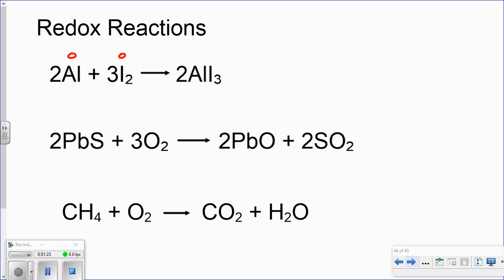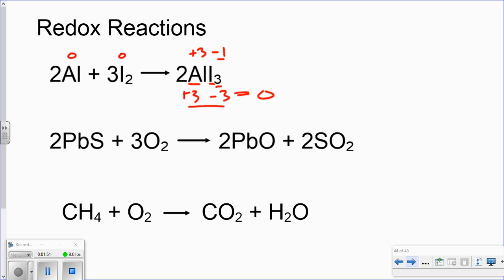Next, let's go over here. This is a monatomic ion. This is a monatomic ion. It actually works out perfectly. Aluminum in its normal charge is +3. Iodine's -1. The numbers work out perfectly as well. If you notice that -1 times 3 is -3, +3, works out perfect.